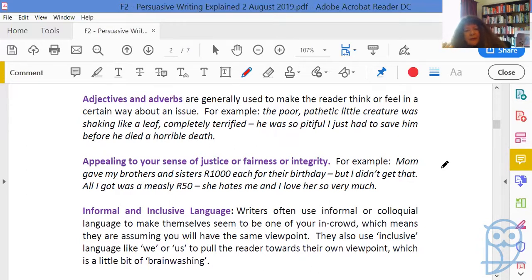Now, is this fair? Is this appealing to your sense of justice? Do you think Mother was right to only give the one sibling 50 rand and the others got 1,000 rand? When you look at it like that, it's definitely not fair. But what could be the other side of the coin? Maybe this guy stole 1,000 rand from his mom at some point, and that's why she's only giving him 50 rand now. There could be something else.